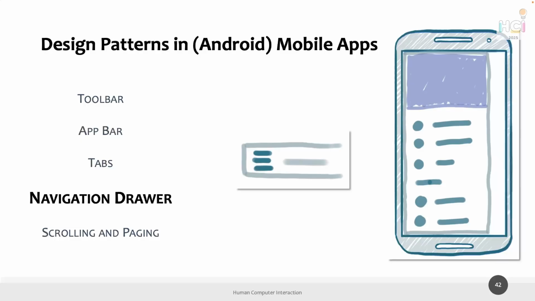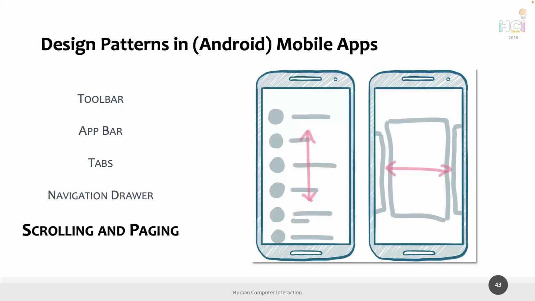So this is a panel that appears from the left of the screen when the user clicks on the hamburger button on the app bar, and it typically contains the top-level navigation options and also typically the account information. So you can also maybe log in or log out from the application.